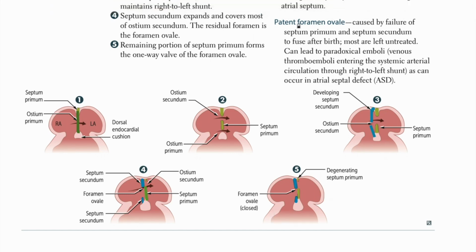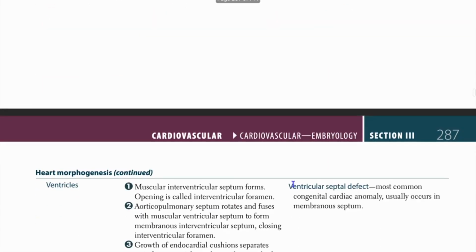Okay, so remember, atrial septal defect happens because there's a failure of fusion between septum primum, the green one, and septum secundum, the blue one. Okay.